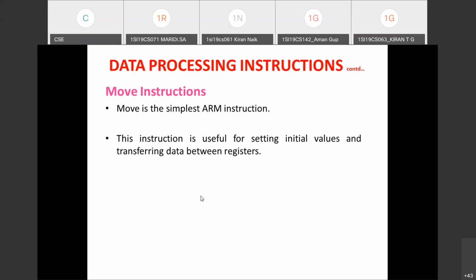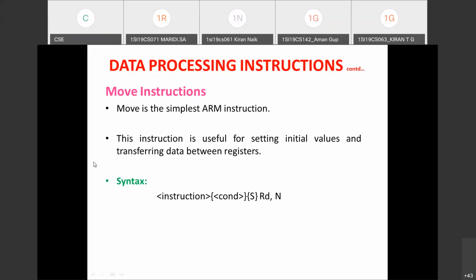So if you want to initialize a register with some value, we use the move instruction. Another application of the move instruction is performing data transfer between registers. So the content of one register you want to transfer to another register. In that case, you can make use of the move instruction. So the syntax for using the move instruction is like this.